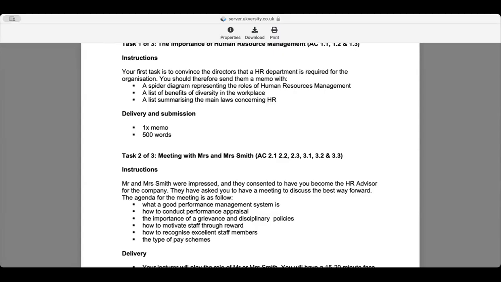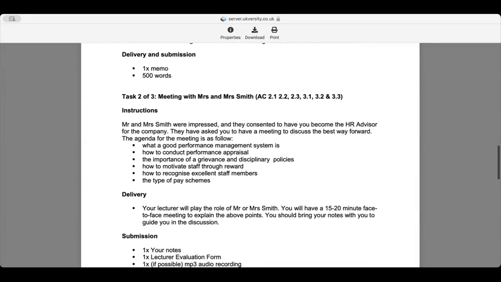Key HR laws that affect businesses: list and briefly explain important employment laws such as the Equality Act and Employment Rights Act, health and safety regulations that ensure a safe workplace, and the Data Protection Act, which protects employee personal data. Then summarize the importance of HRM, and urge the directors to establish an HRM department to avoid future lawsuits. Your memo should be clear, logical, and persuasive, using simple formal language.